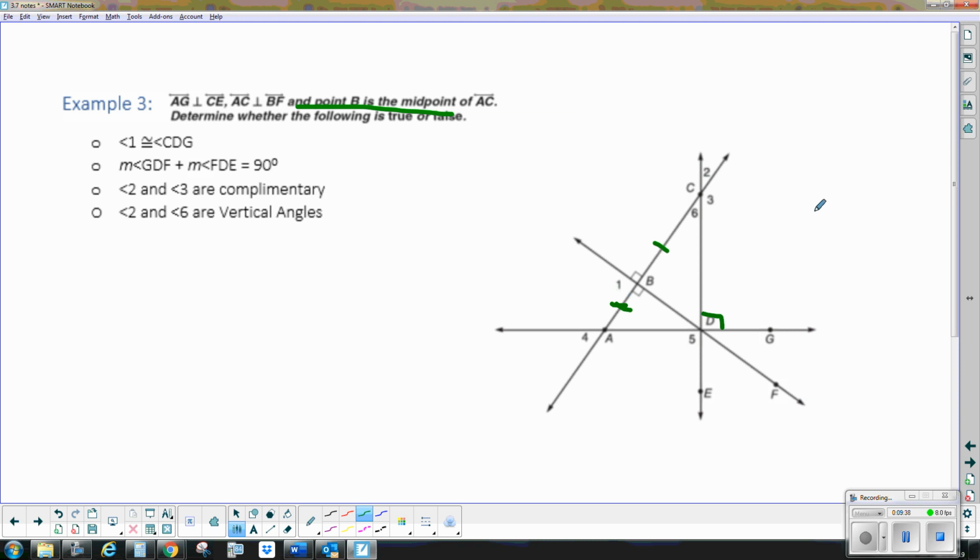It says angle 1 is congruent to angle CDG. So this is angle 1. We know that's 90 degrees. Angle CDG is also 90 degrees. So this first statement is true.